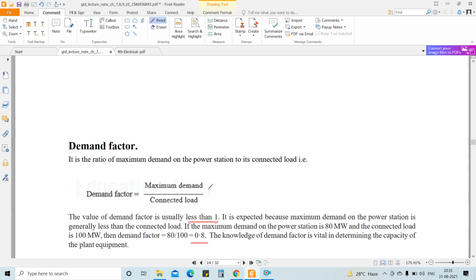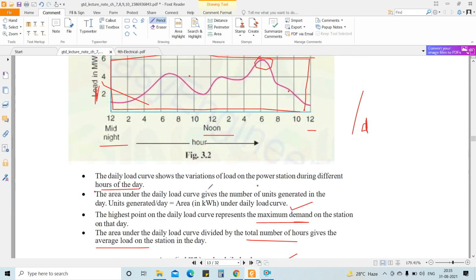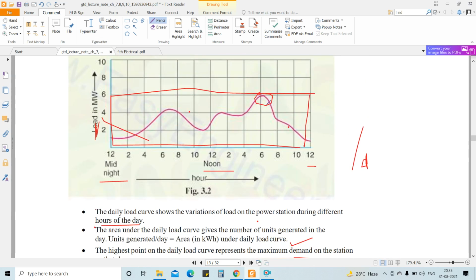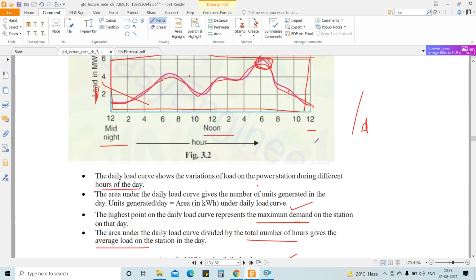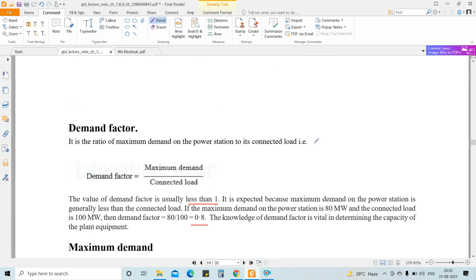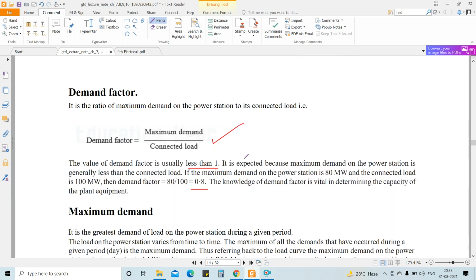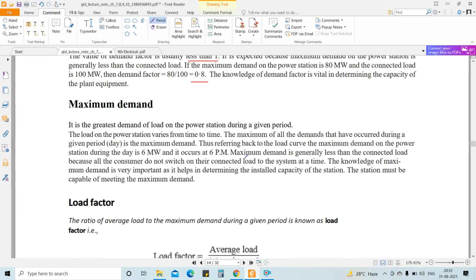So how do you know the demand factor? See, if this point is the maximum demand, the whole curve represents the connected load. So obviously the connected load value is greater than the maximum demand. If we take the ratio of maximum demand and connected load, we find the demand factor, and it is usually less than 1. Then maximum demand is the greatest demand of the load on the power station during a given period.